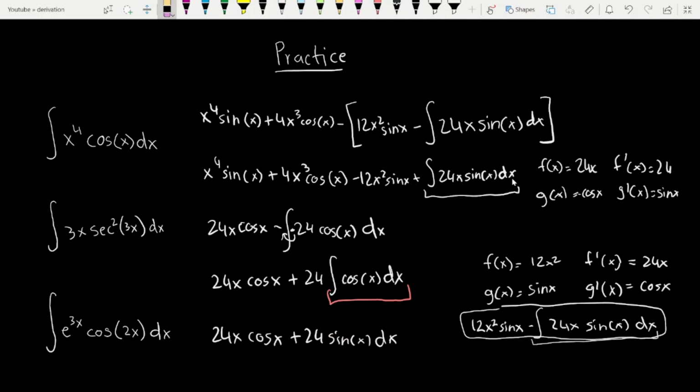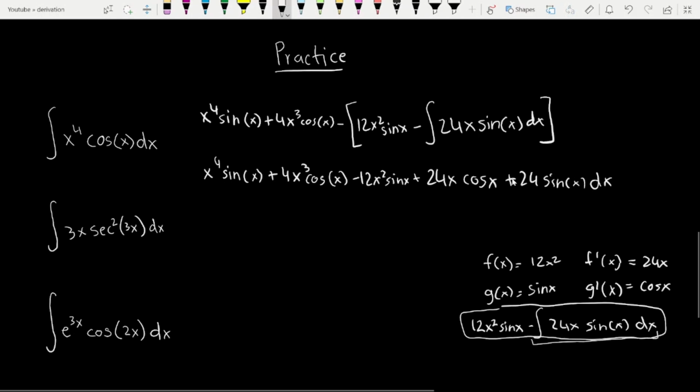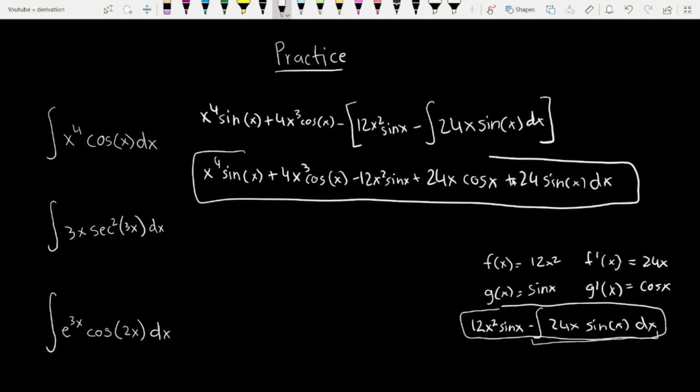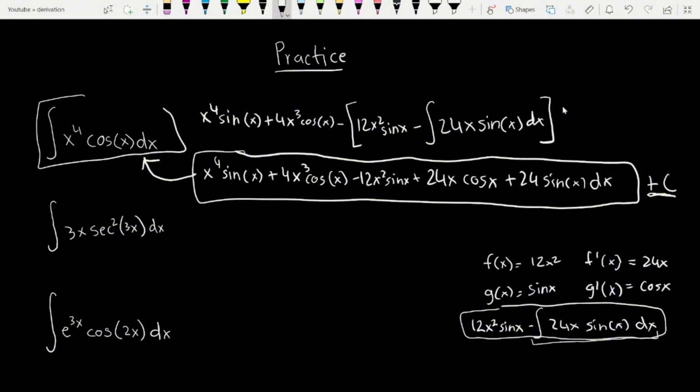I don't have any more integrals, so I can go ahead and put that final answer into that part right over there. So that's what I'm going to do. I'm just making some room over here. So that right there is the final answer to this nasty integral right over here. And of course, don't forget your plus C at the end, right? That plus C is obviously necessary because this integral right over here was an indefinite integral, did not have any limits, so that plus C is necessary in the final answer.